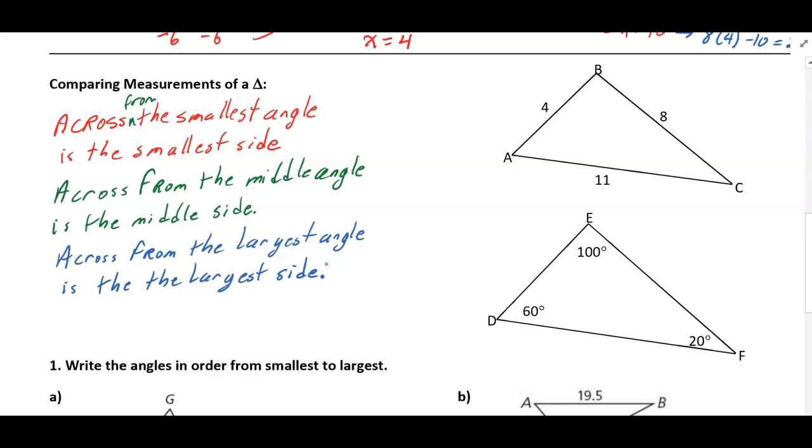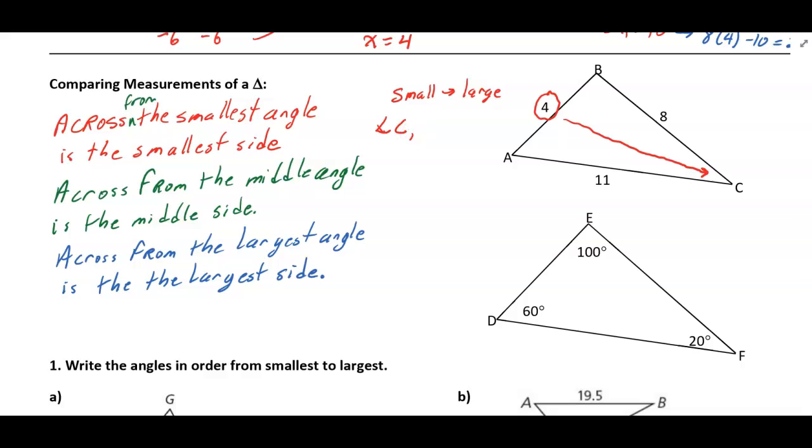So if we look at these two examples here in triangle ABC, I want us to list the angles from smallest to largest. So what I'm going to do is circle in red. I'm going to do some color coding. That's the smallest side. So if I go across, angle C is the smallest angle. So I'm going to go, for this particular case, from small to large. So that would be angle C is the smallest.